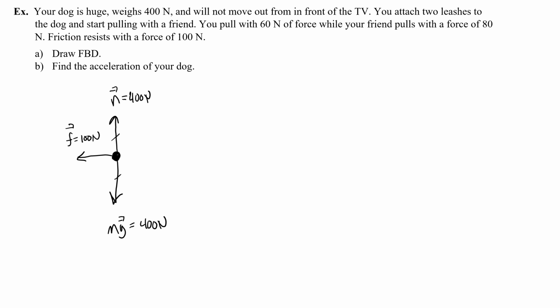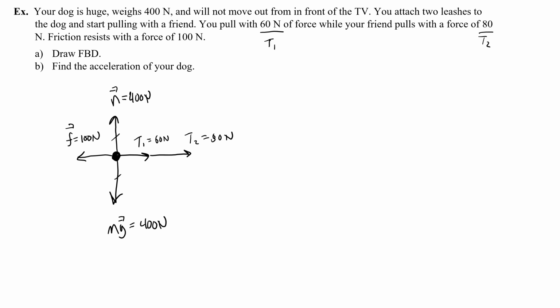How do I draw these 2 pulls? Well, let's call this one T1 and this T2. Again, you could draw these 2 forces parallel to each other as long as they're both touching the dot. But what I like to do is draw them head to tail. So T1 equals 60 newtons, and then T2 equals 80 newtons.